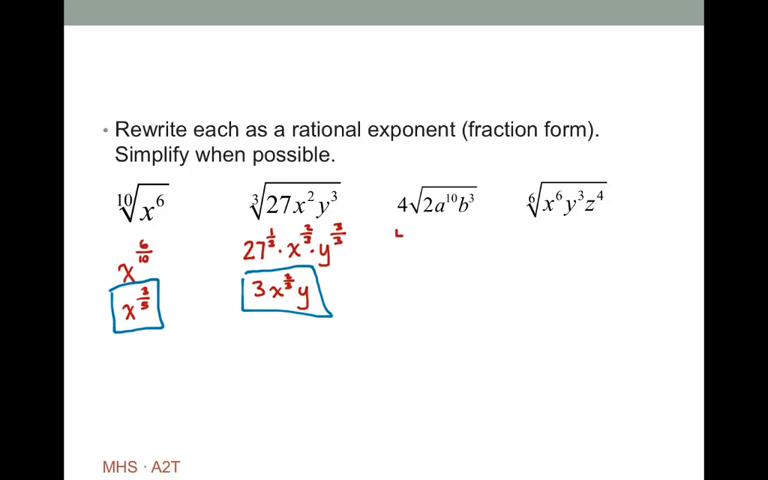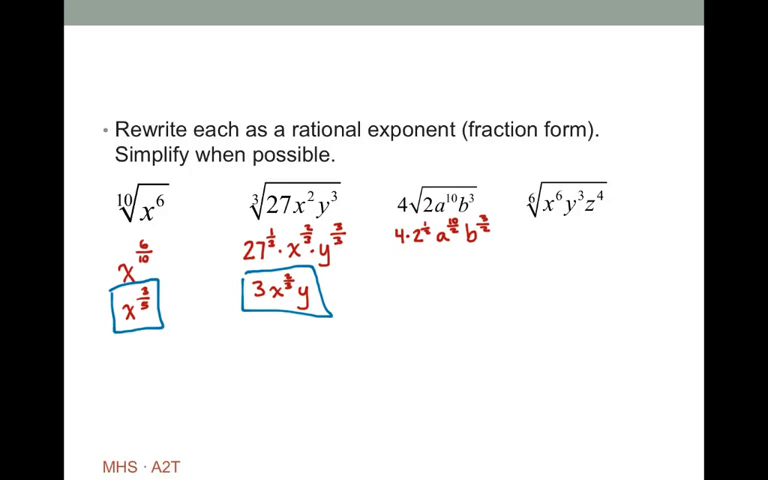All right, next one. 4, and that's a square root. Since there's no number, you can assume that that's an index of 2. So I write that as 4 times 2 to the 1/2 times a to the 10/2 times b to the 3/2. Okay, now I can go ahead and simplify. I want to combine my number terms and simplify the fractions on the a and the b.